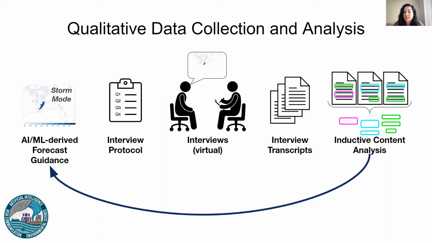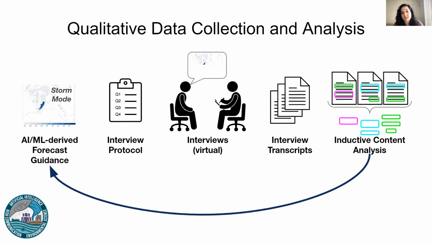And these are interviews, like I said before, with forecasters, and these were done virtually. In doing them virtually, we were able to increase the number of people we could interview because you have reduced travel limitations. But also you can do both video and audio recording of what the interviewee is saying. And in this interview, we collected transcripts that are then inductively analyzed.